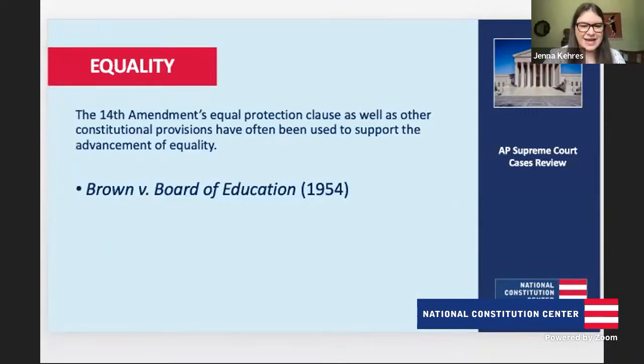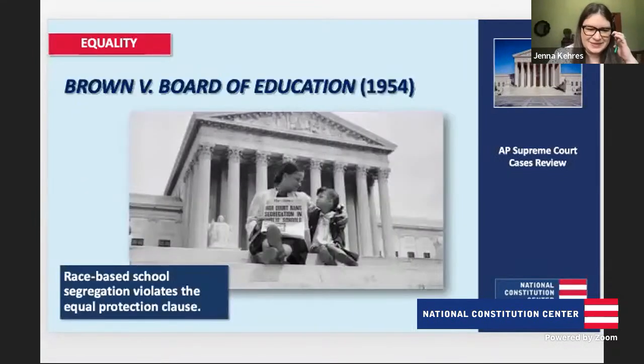Okay, so the next category with a case all on its own is equality. So the 14th Amendment's equal protection clause, this is from the AP course, as well as other constitutional provisions, have been used to support the advancement of equality. One of the biggest cases to look to for this is Brown v. Board of Education in 1954.